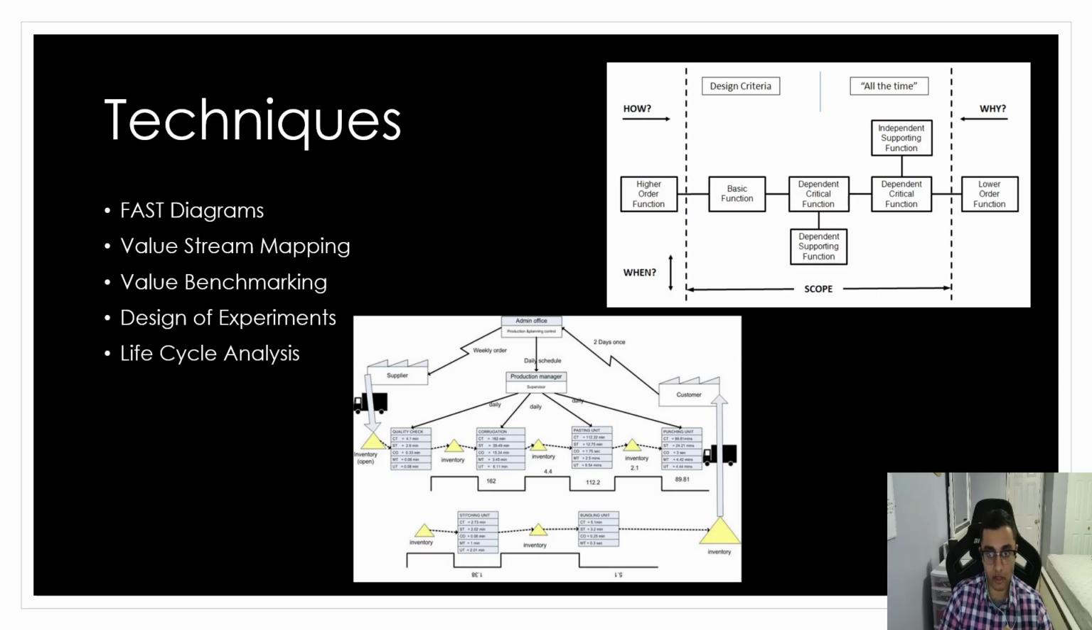Another important philosophy for value engineers is life cycle analysis. The value that a product brings does not end at construction, nor should the work of a value engineer. Infrastructure holds no value if it cannot be maintained.